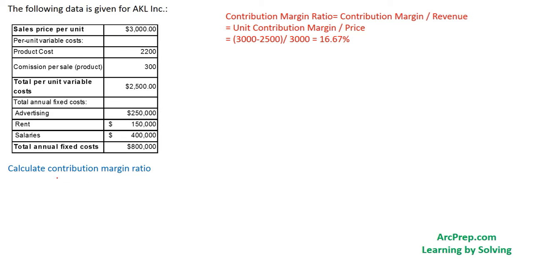Before we do that, we are going to calculate something called contribution margin ratio. Contribution margin ratio is nothing but the contribution margin, P minus V, divided by revenue per unit, which is price. So unit contribution margin divided by price is going to give me the contribution margin ratio. In this case, P minus V is 500 divided by P, price, 3,000. 16.67% is the contribution margin ratio. And the only two data points I'm using are the sales price per unit and variable cost per unit.